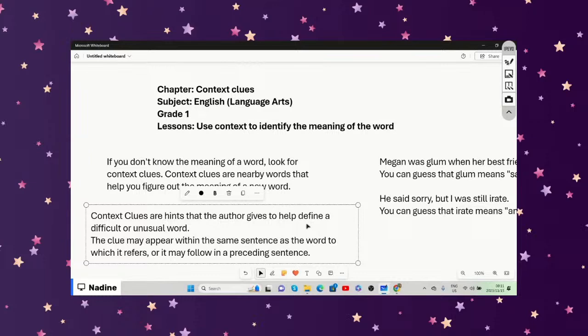So context clues, it is like some form of hints that the author might give us. And this will help to define, right? It's where we find the meaning of it. To define a difficult word or an unusual word. And most times they are unusual words because of how expressive the authors might be.